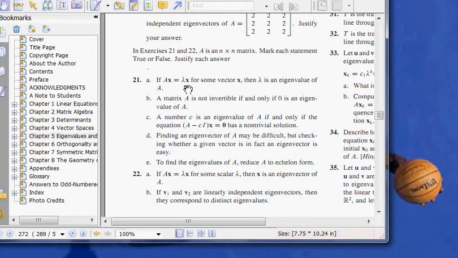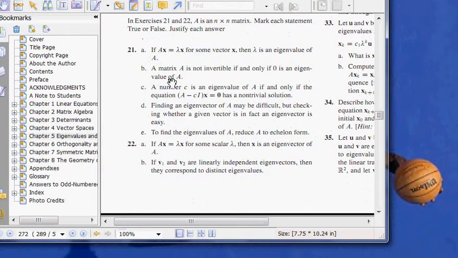If Ax equals lambda x for some vector x, then lambda is an eigenvalue of A. Think about it. Is this true or false? Read the definition of what an eigenvalue and an eigenvector are. It's false, because for lambda to be an eigenvalue, x has to be a non-trivial solution. Do you see non-trivial solution anywhere? Nope. A is false.